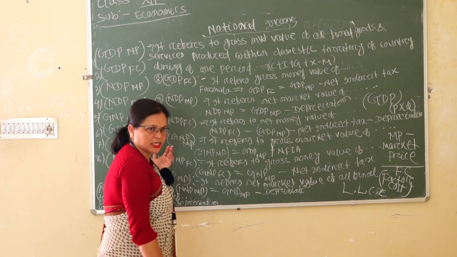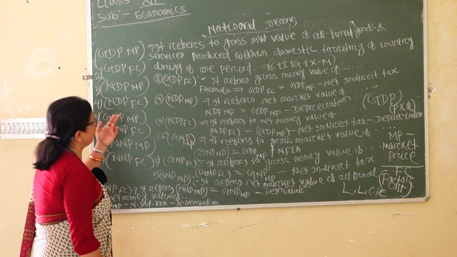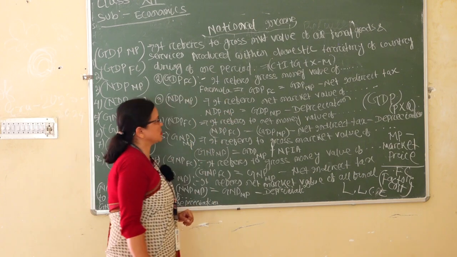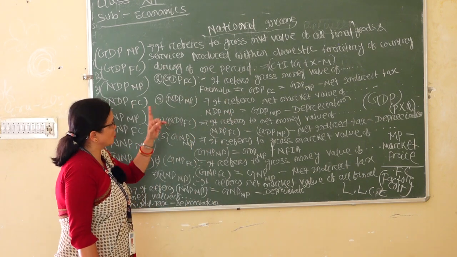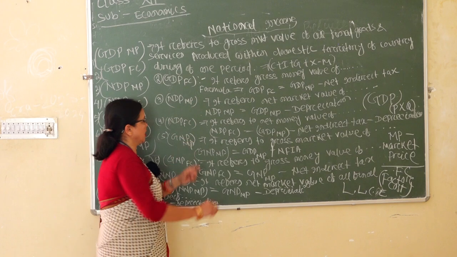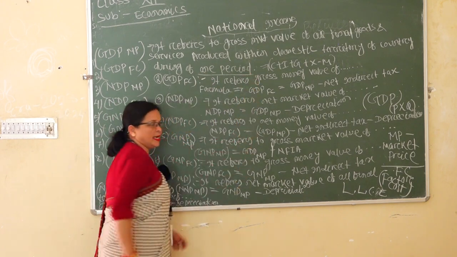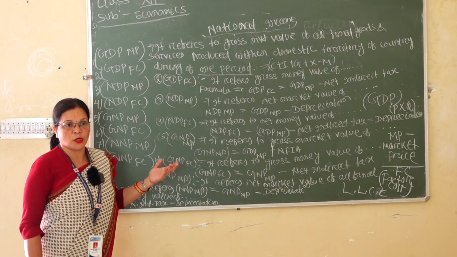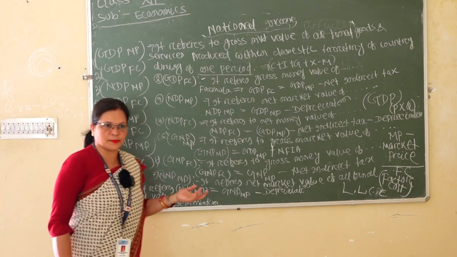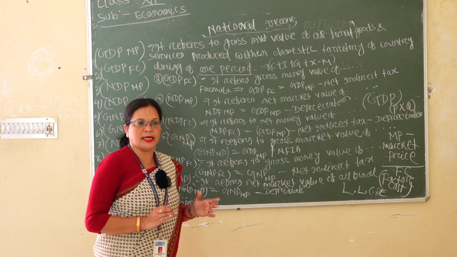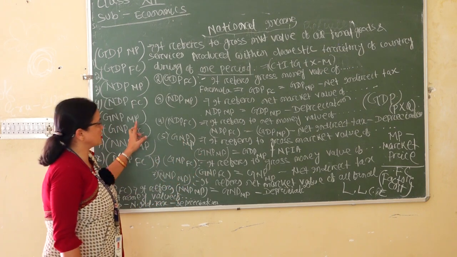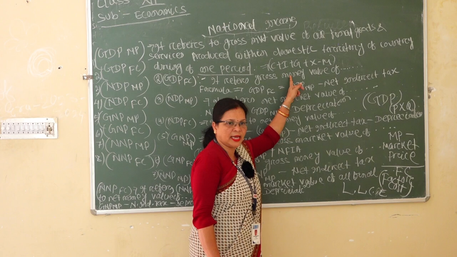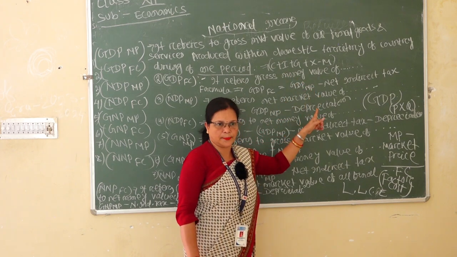So what is GDP at market price? It refers to the gross market value of all the final goods and services produced within the domestic territory of a country during one period. Only in one period, that is, what type of goods and services will be produced within a year. So what is the formula of GDP MP? C plus I plus G plus X minus M.